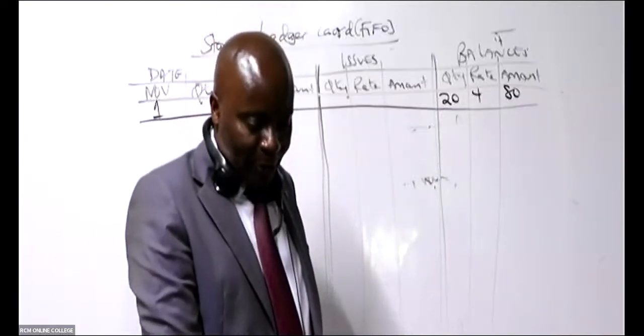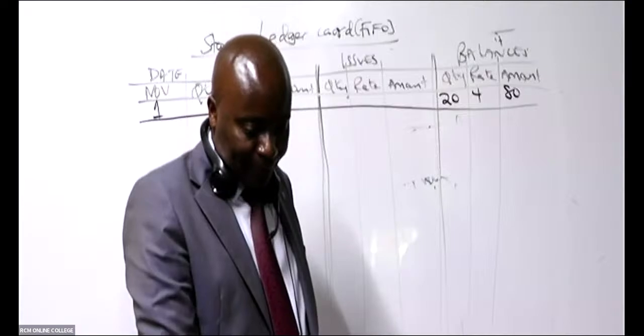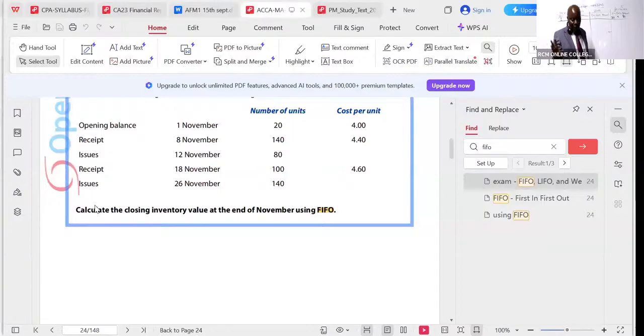So the next date, what happened? From the table that we received, isn't it? How many? 140. And remember, this was on the 8th. Sorry, I forgot, this one here should have a line there. So on the 8th, we received, so let's record this on the receipts area. So we received 140, and each one of them was how much? 4.4, isn't it? Each one of them was worth 4.4. So are you able to tell me what is 140 times 4.4?